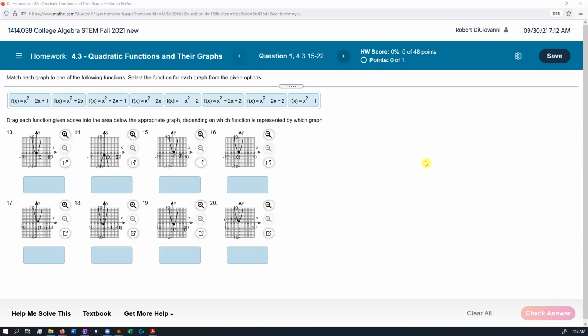Okay, I'm going to be working the 4.3 homework here, quadratic functions and their graphs. And this first one looks like quite a bit of work here. Let me just double check something. Okay, so what we have to do is drag these to the appropriate function here. So we have to inspect the function, see what its graph looks like, and then drag them in here.